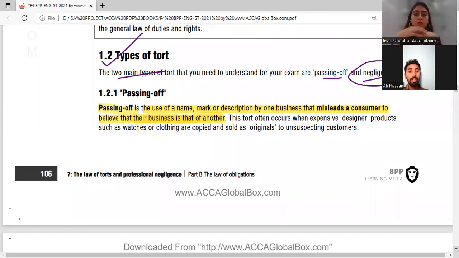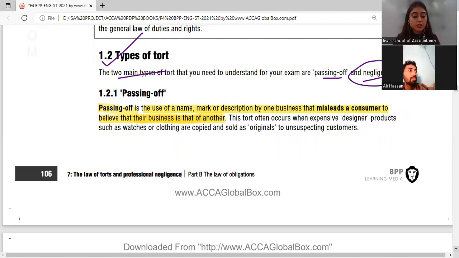Okay. Got it. What did you understand? Yes, ma'am. Ma'am, basically, it's like disguising the brand, something like misleading the customers by copying the brand and using a similar name just to like.